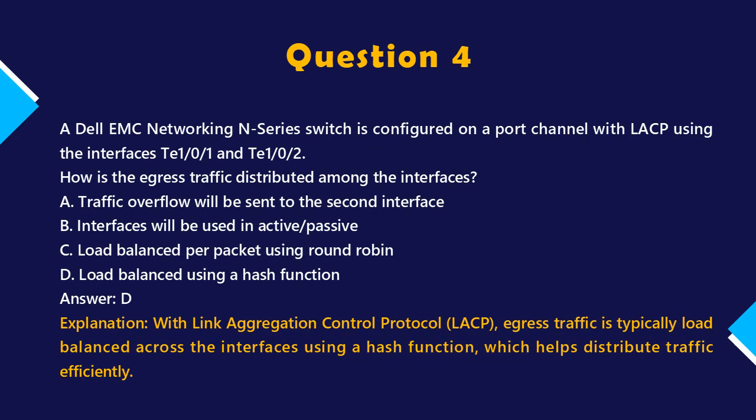Question 4. A Dell EMC networking N-series switch is configured on a port channel with LACP using the interfaces Te1/0/1 and Te1/0/2. How is the egress traffic distributed among the interfaces? A. Traffic overflow will be sent to the second interface. B. Interfaces will be used in active, passive. C. Load balanced per packet using round robin. D. Load balanced using a hash function.